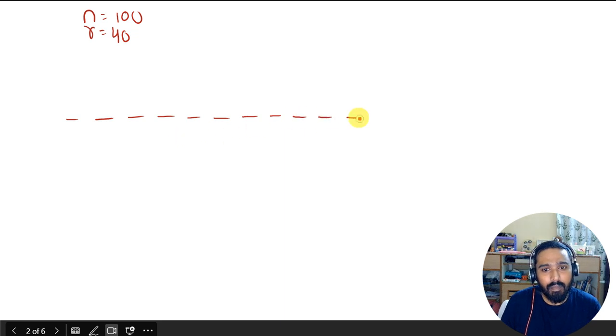Now all the 100 people go in, and the first chair can be occupied by any of the 100 people. That means it has got 100 options, not that 100 people will sit. The second chair has got the remaining 99 because one would be seated here. The third one would be 98. If I go that way, with 40 chairs, it will go till 61. 61 to 100, 40 are done.